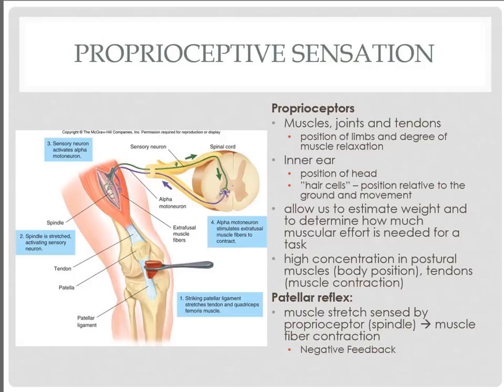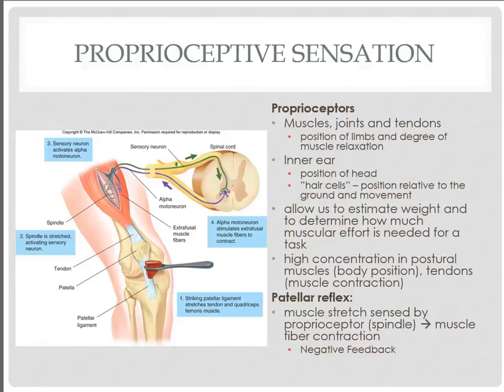Let's take a look at proprioception. As I mentioned, proprioception is information about our muscle, joints, tendons, as well as sensory information coming in from the inner ear to tell us our position. So our proprioceptors, the ones that we'll be describing today, the ones that are located in the muscle, joints, and tendons, tell us about the position of the limbs and the amount of muscle tension that's occurring in that particular muscle. The ones located in the inner ear, which we'll describe again later at the end of this lecture, tell us the position of our head in relation to gravity.